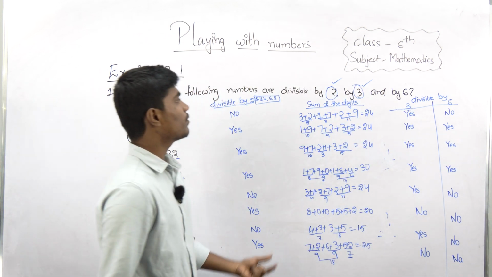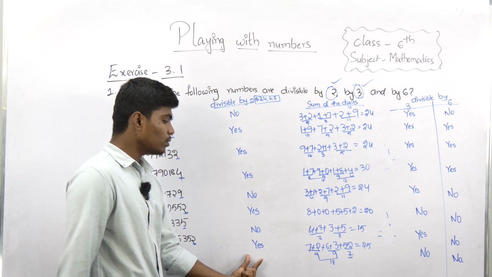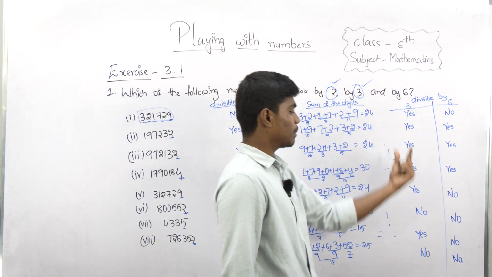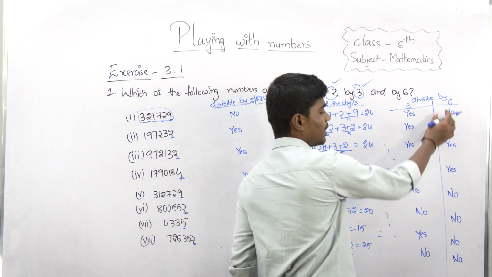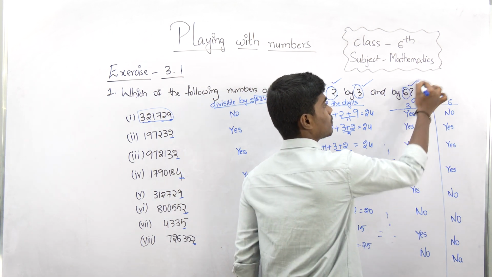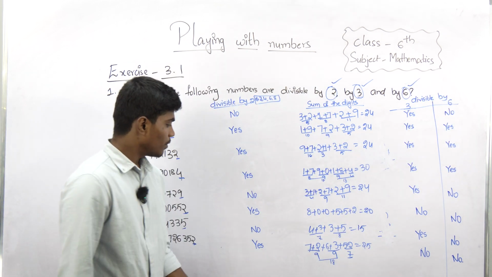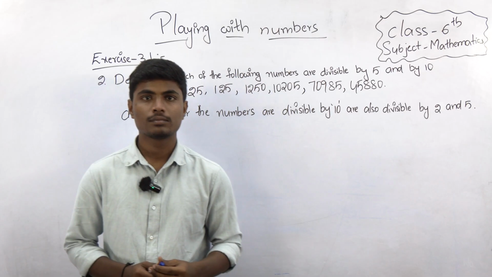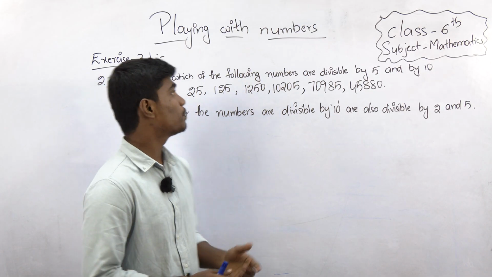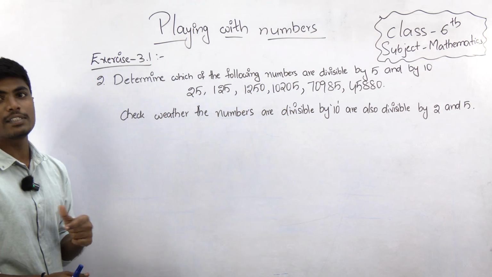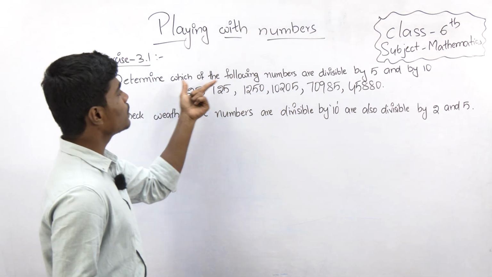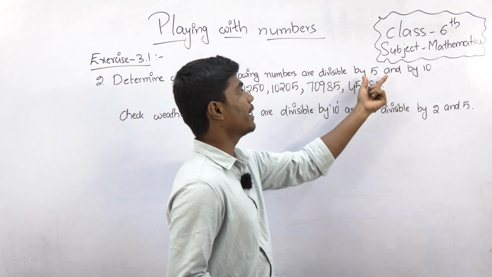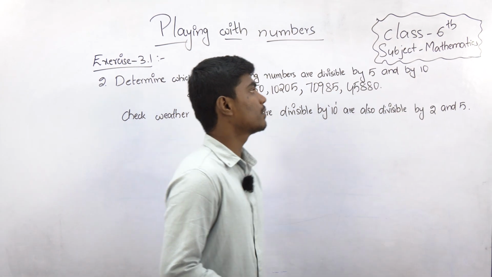We have checked whether the number is divisible by 2, whether it is divisible by 3, and whether it is divisible by 6. Okay, with this our first problem is completed. Now let's move to the second problem of exercise 3.1. Determine which of the following numbers are divisible by 5 and by 10.